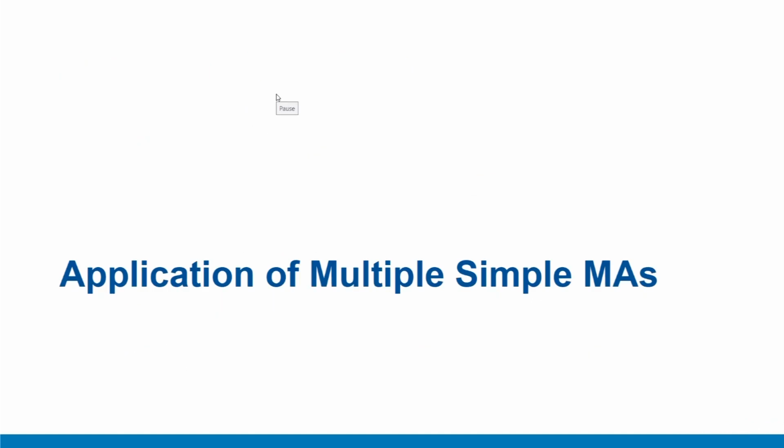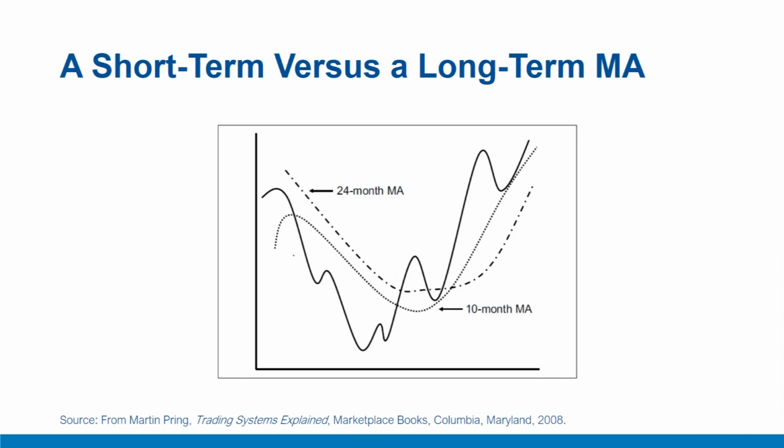In this video, we'll examine the application of multiple simple moving averages in signal generation and trend determination. Notice the price movement in this figure here. And also the 10-month moving average and the 24-month moving average are plotted together.